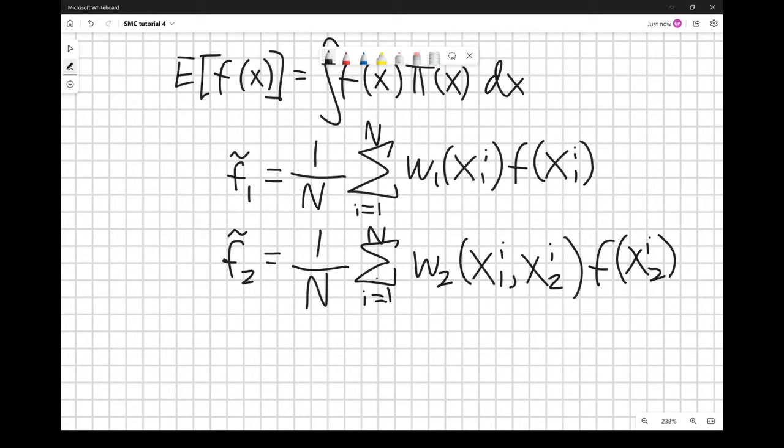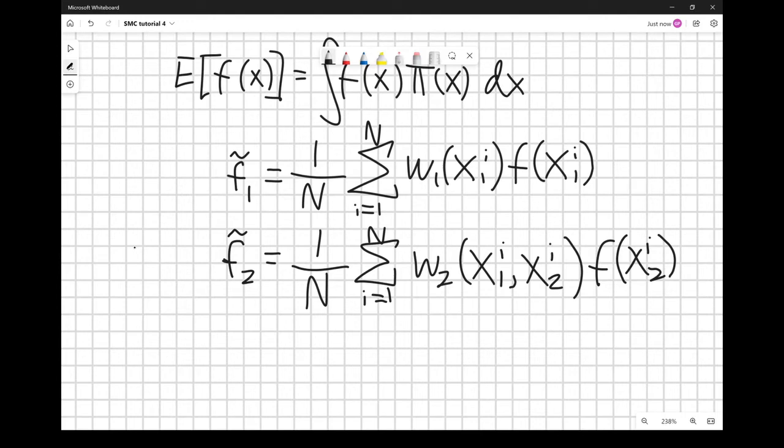Now the key thing to remember is that x1 and x2 are random variables, samples of x1 and x2. So we could do this experiment lots of times and get different results. In other words, our estimate f2 is also a random variable. So we think that this estimate is unbiased, so the mean of this random variable is equal to the thing we're interested in, the expected value of f. But what we want to do is make sure that the variance of our estimate is as small as it can be.